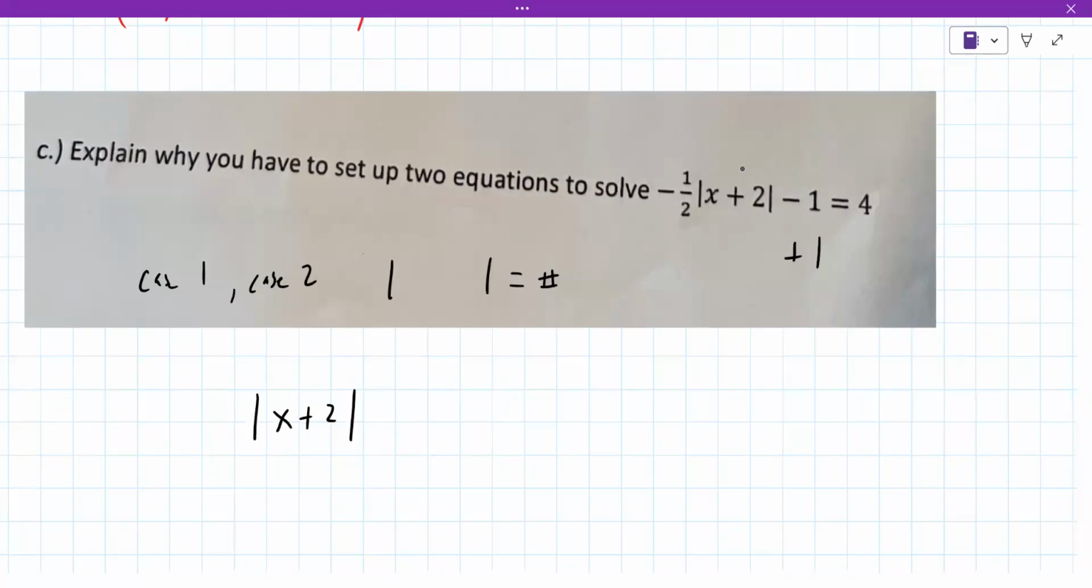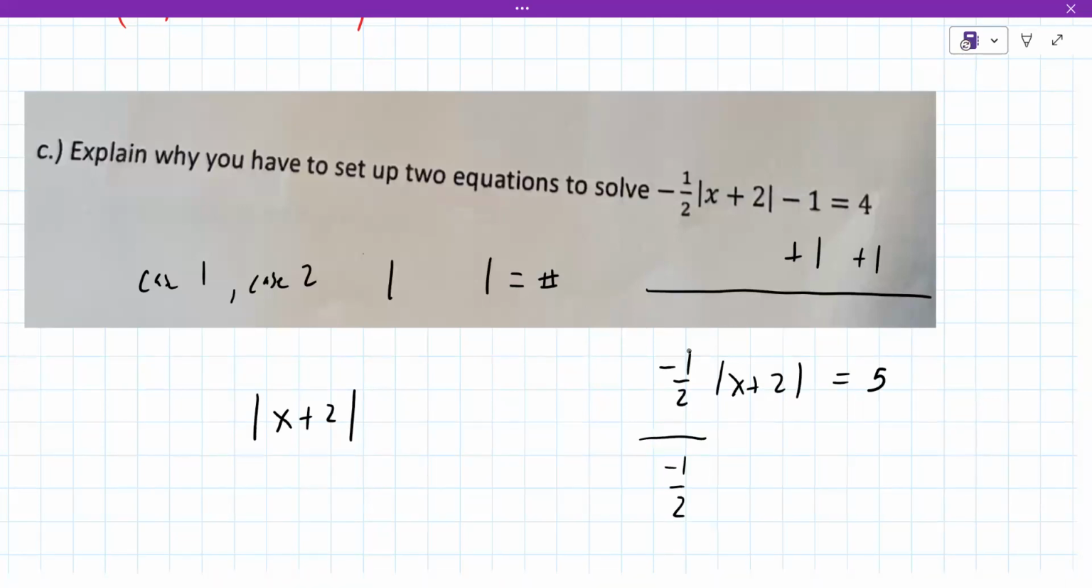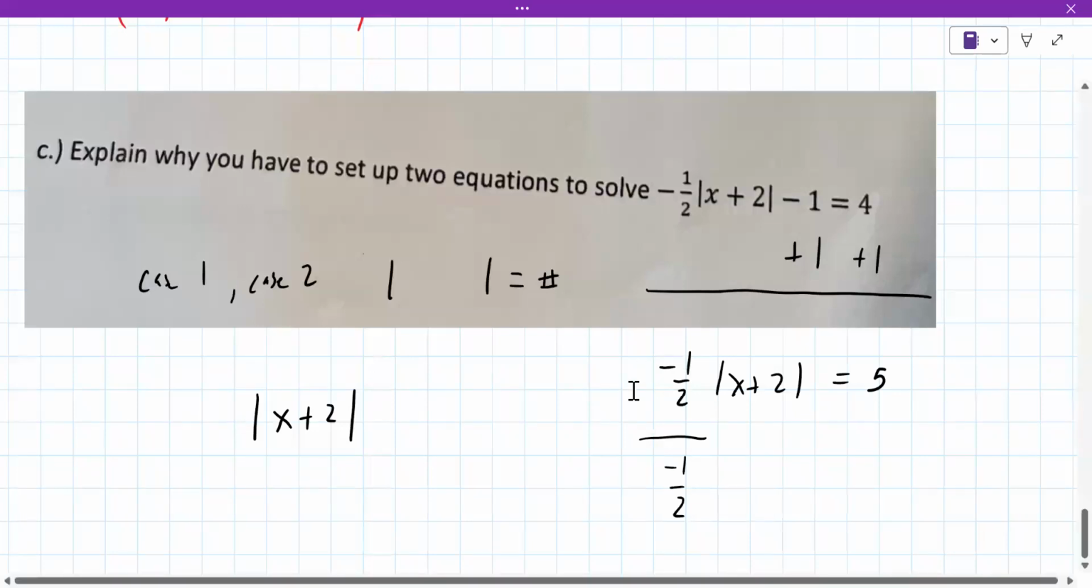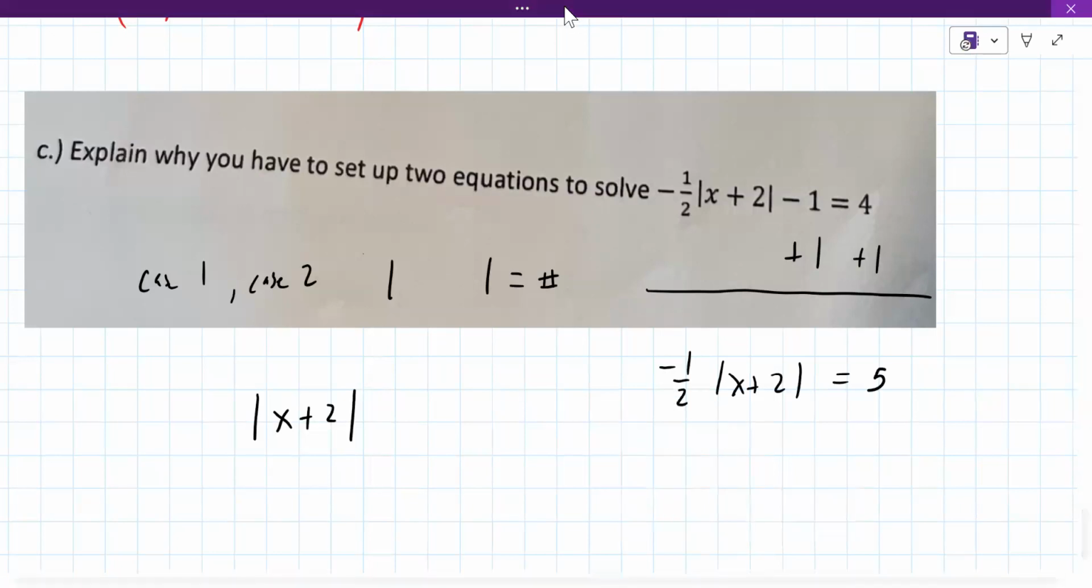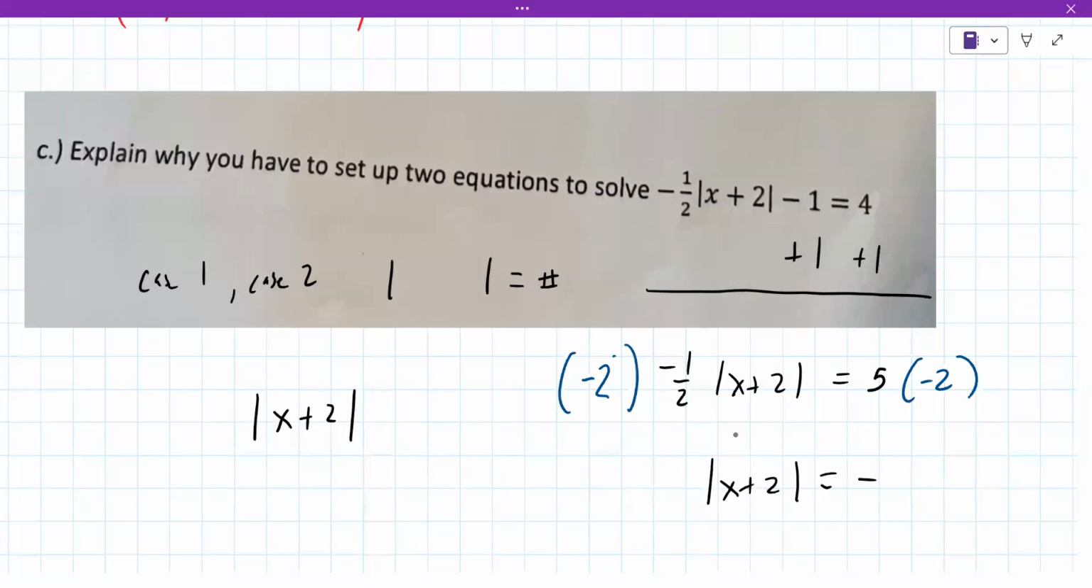Okay, so let's add one. That leaves you with -1/2 absolute value X + 2 equals 5. You can undo -1/2 a couple of ways. What most students tell me, and this isn't wrong, is they say divide by -1/2. It's just hard to divide by a fraction. It's like trying to do anything with your opposite hand. Now you could multiply by the reciprocal, which is -2, and that is the better path. X + 2 equals -10.